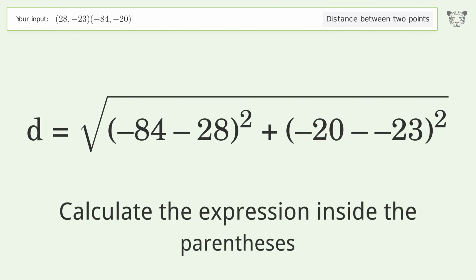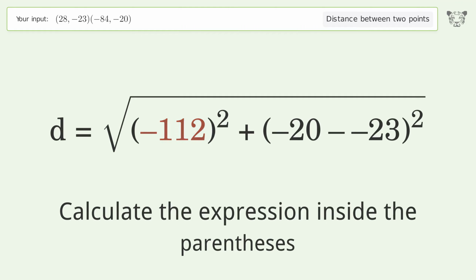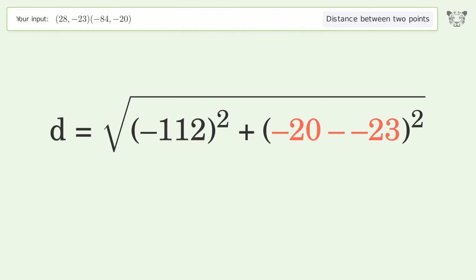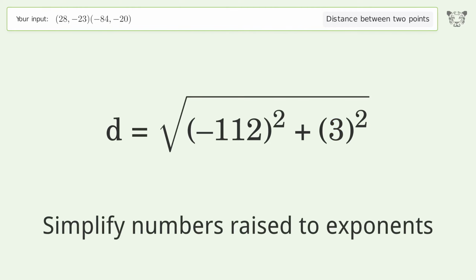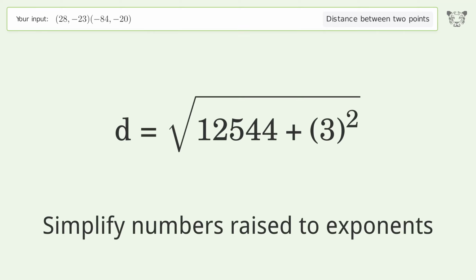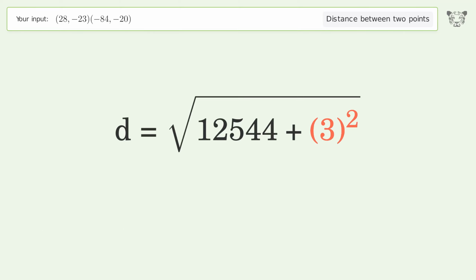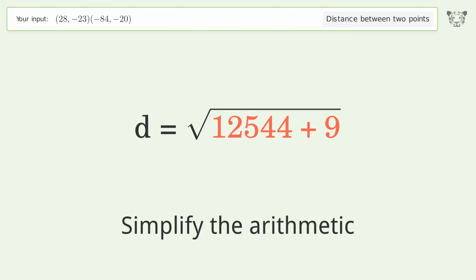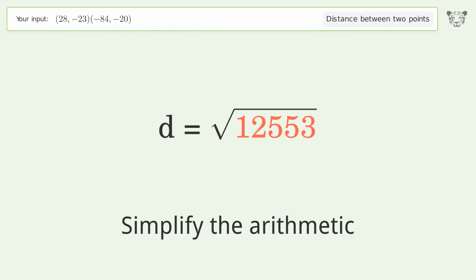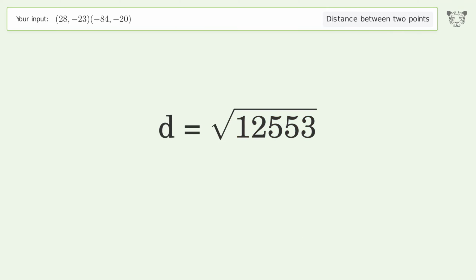Calculate the expression inside the parentheses. Simplify numbers raised to exponents. Simplify the arithmetic. And so the distance between the 2 points is the square root of 12,553 or 112.04.